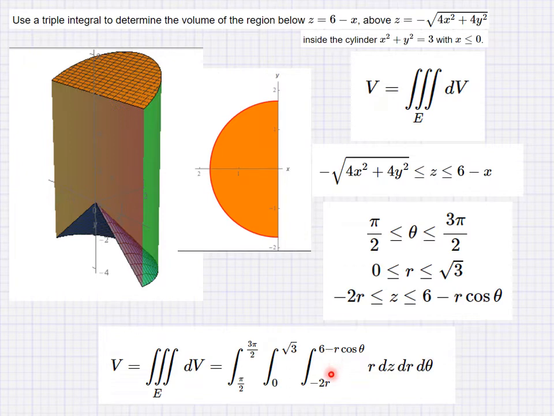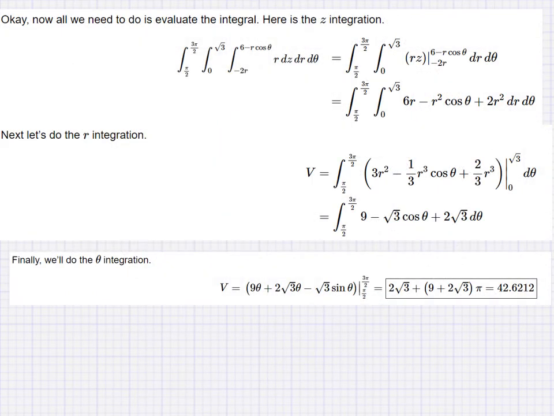So then here are my intervals for z. Here are my intervals for r. Here are my intervals for theta. All right, so we're going to do our integration. First we start with z. We're going to integrate r dz, which just gives us rz. And z goes between 6 minus r cosine theta and minus 2r. We plug each of those in for z. So r times this gives me 6r minus r squared cosine theta, and then r times minus 2r gives me minus 2r squared. I subtract that, so it's plus 2r squared.